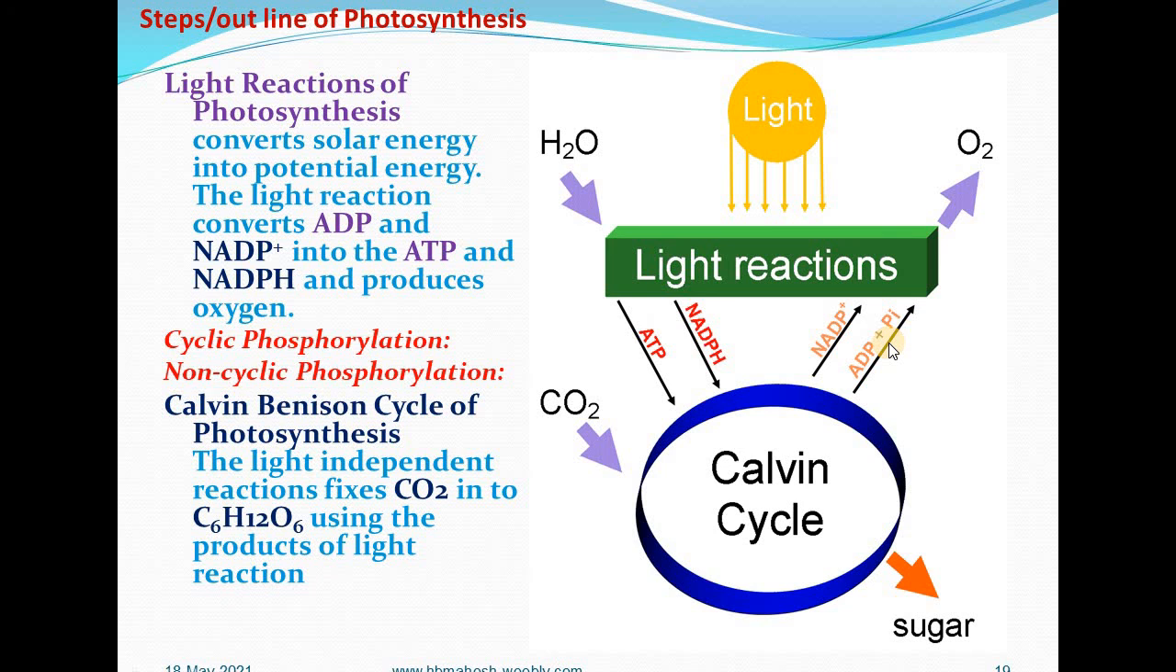Photosynthesis has 2 steps. One is light reaction, second one is dark reaction. In light reaction, there is a production of ATP, there is a production of NADPH and oxygen.